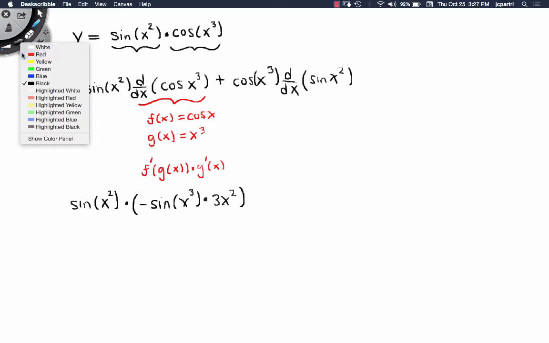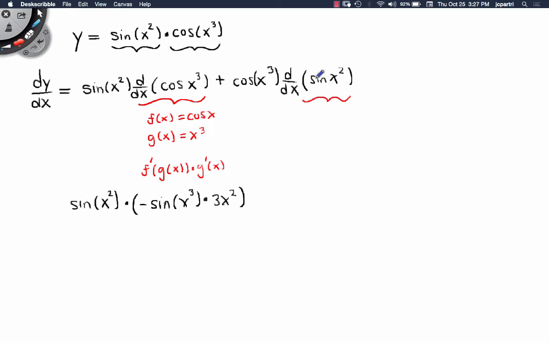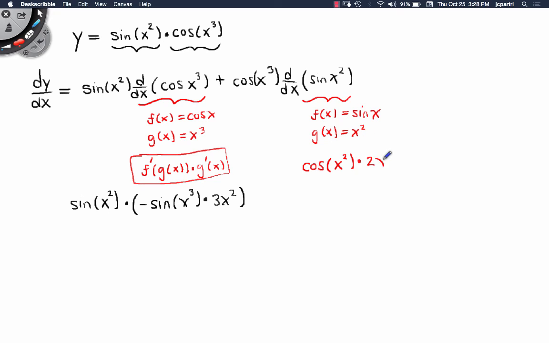Now, let's find the derivative of the sine of x squared. So again, we treat this as a composition. The outer function is the sine of x, and the function within the sine is x squared. Okay, so again, this is going to be the chain rule that results in f prime of g of x on the inside of that derivative times g prime of x. So f prime, derivative of sine, is cosine, but not cosine of x. It's cosine of x squared, because that's the function inside, times the derivative of g, which is 2x.